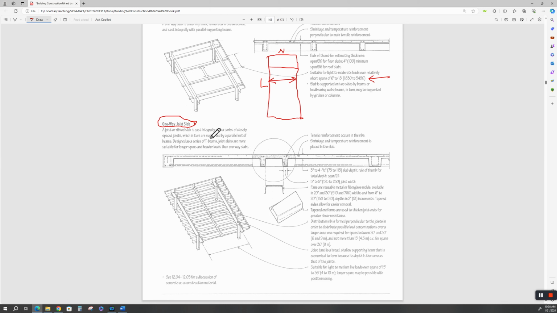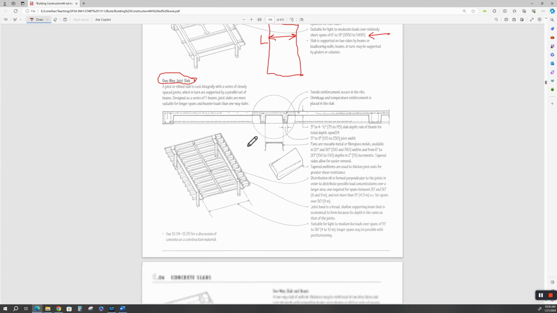All right, a one-way slab. Now this is a one-way slab. It's all cast in place, and this is a pan system. This is a tapered pan. It goes up underneath the form system. This stuff's all jacked up, and it creates a void underneath here where you need it, just like this.